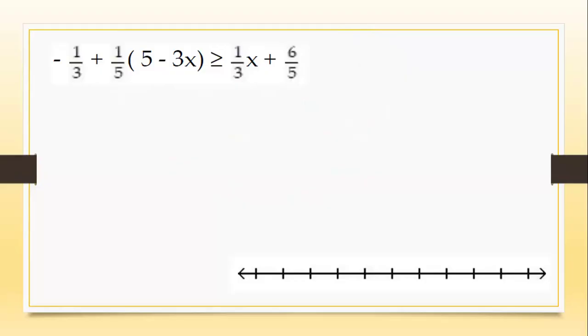Negative 1/3 plus 1/5 times 5 minus 3x is greater than or equal to 1/3 x plus 6/5. We want to definitely get rid of our denominators. So we want the LCD. Our LCD is 15. 3 and 5 would be 15. Multiplying each term by the 15.